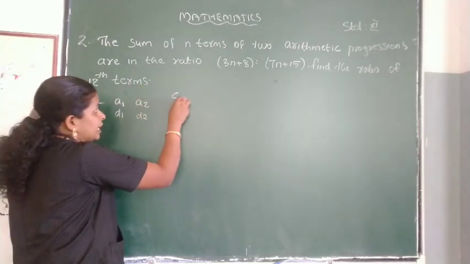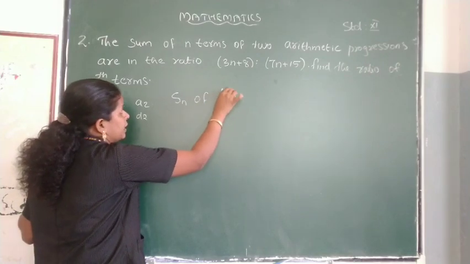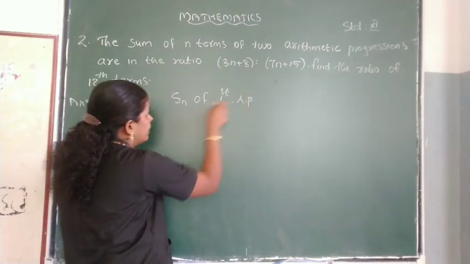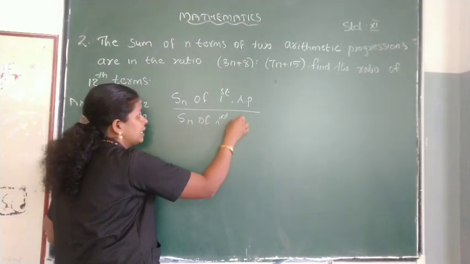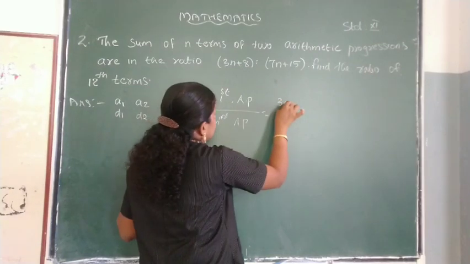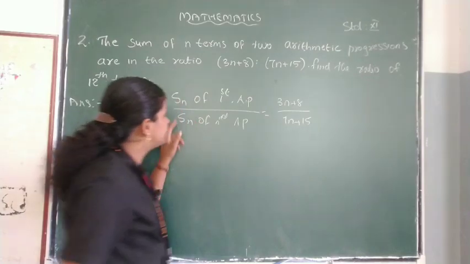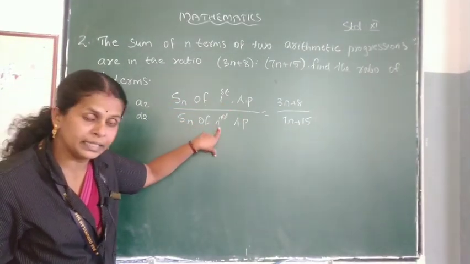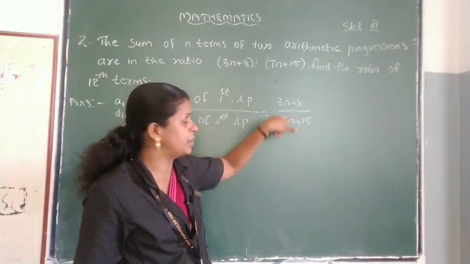Sum of n terms of the first AP by sum of n terms of the second AP, the ratio. What is given in the question? Sum of n terms of the first AP by sum of n terms of the second AP is 3n plus 8 is to 7n plus 15.